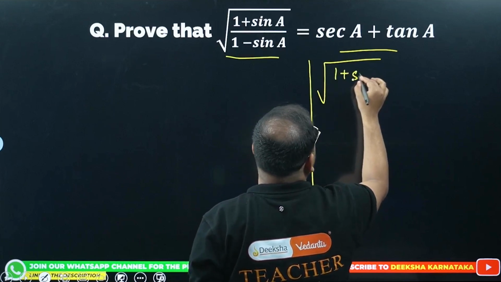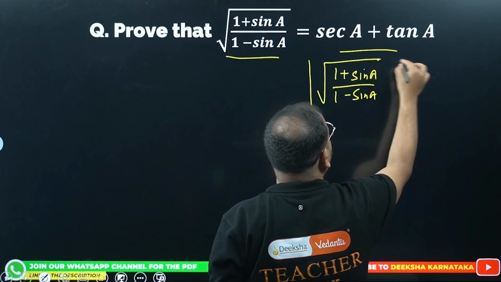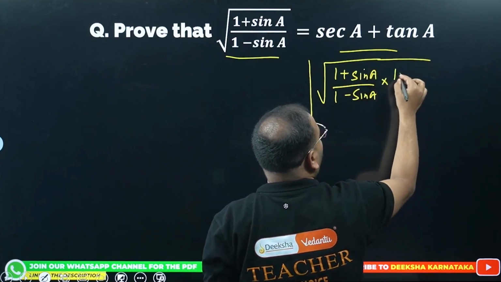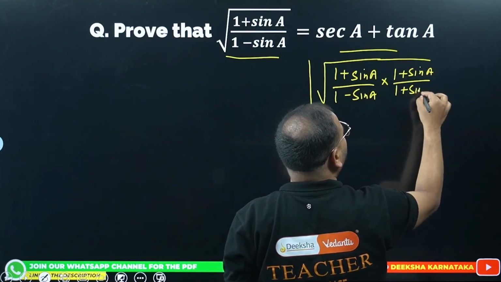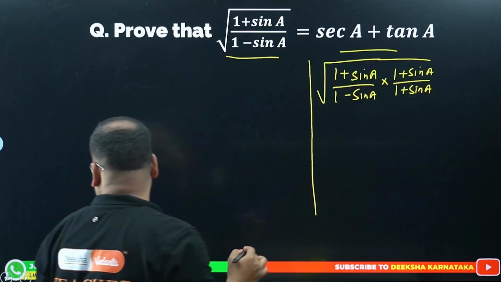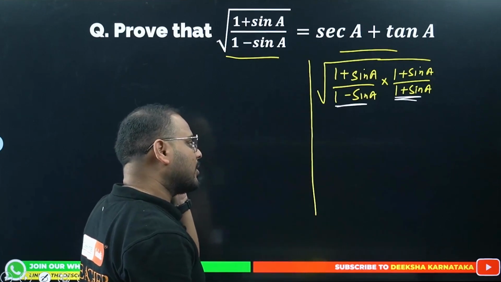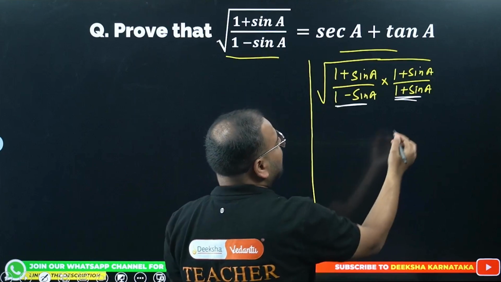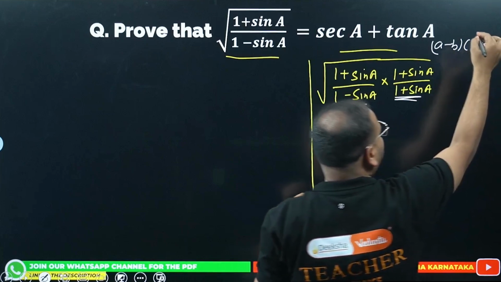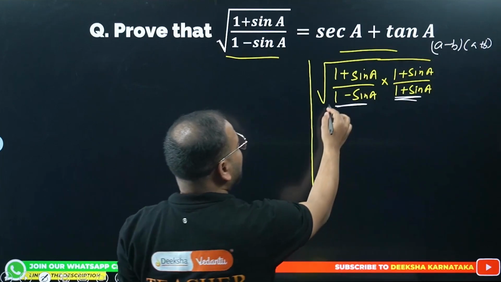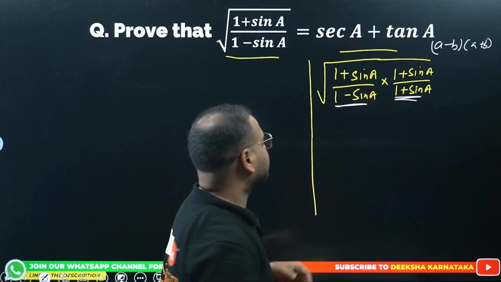1 plus sine A upon 1 minus sine A, multiply the entire thing with 1 plus sine A upon 1 plus sine A. Why 1 plus sine A, sir? Because the denominator is 1 minus sine A, so the conjugate will be 1 plus sine A. If you do that, what I'm getting is this format: A minus B and A plus B. You remember that? A is 1, B is sine A. If you multiply, you get A square minus B square.